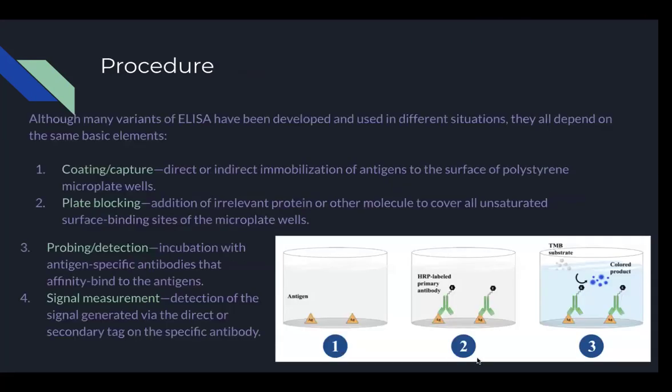There are several types of ELISAs, but the general procedure is basically the coating of the microplate wells. You have about, pretty sure it's around 96 wells, though I may be wrong there. You directly or indirectly immobilize the antigens on the wells and then use plate blocking. So you add another protein or some other molecule that covers the unsaturated surface sites of the wells.